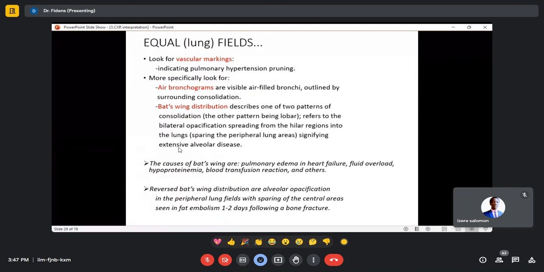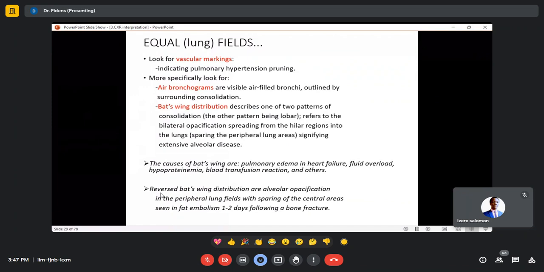This sign is paracardiac opacities, that is alveolar opacity, that are symmetrical, and in most cases is a sign of pulmonary edema. Okay, pulmonary edema in heart failure.